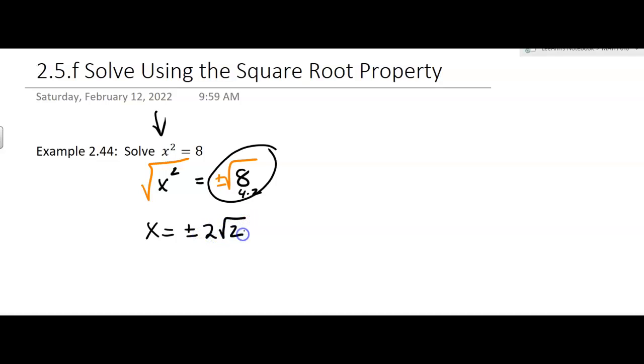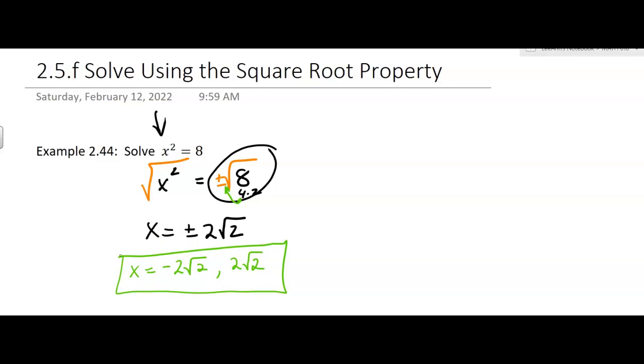square root 2. One thing to note: when you take the square root of 4, that 2 goes right there, between the plus or minus and the square root. Now, if you want to write them separately, you can. Sometimes they like that. I think WebAssign might like that. And that's how you'd write them separately: the negative 2 square root 2 and the positive 2 square root 2.